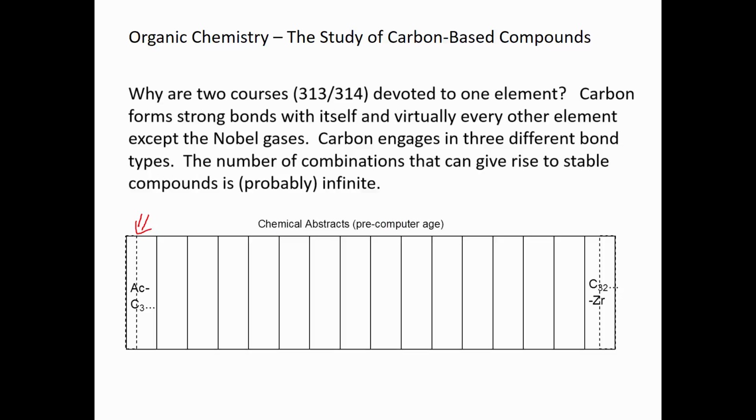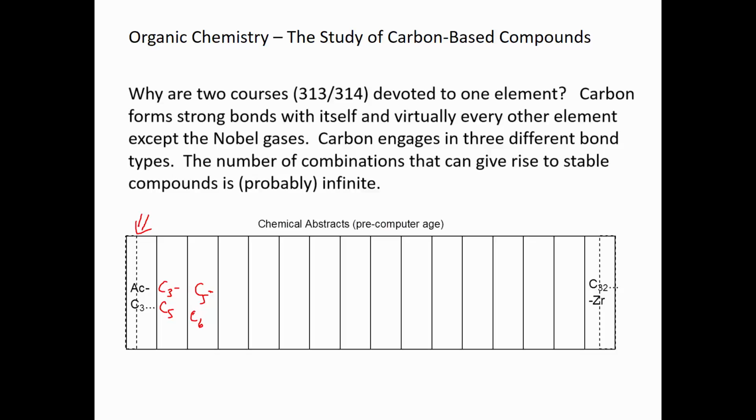Then we would go through several volumes where there was nothing but carbons. It would be like C3 to C5, C5 to C6. There'd be some other elements in there as well. And then at the end, you'd go from something like 32 carbons to zirconium. If you look at this little graph here, this tells you that almost all the compounds known are organic compounds.